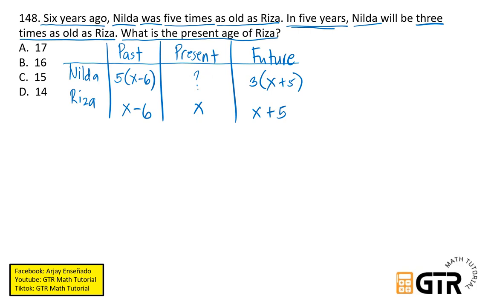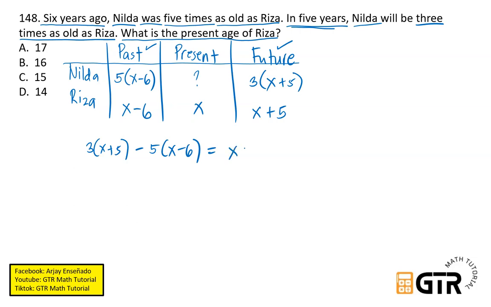Okay, so makakabuo na tayo ng equation dito dahil meron na tayong puro X. Meron tayong past tsaka future. Ito ang gagamitin natin. Future tsaka ang past, isasubtract lang natin. Tandaan, pag sinubtract natin yan, mag-equal dapat yung kanilang difference. Itong age ni Nilda and Riza, so subtract lang natin ang future tsaka yung past. Future ni Nilda is 3 times x plus 5. I-minus natin yung past ni Nilda, so we have 5 times x minus 6. Equal dapat yan dito rin sa difference ng future and past ni Riza.